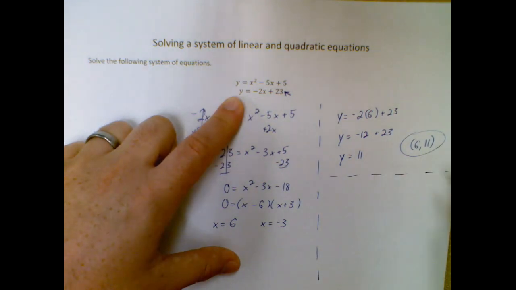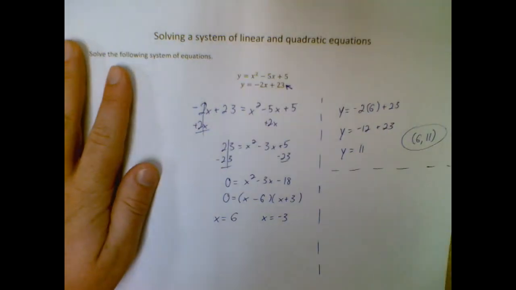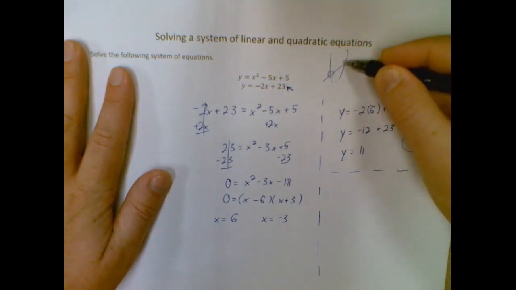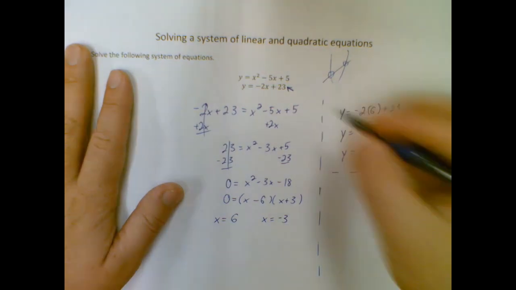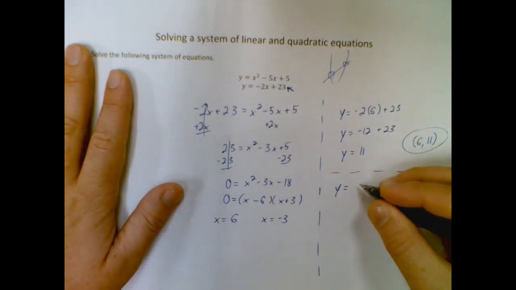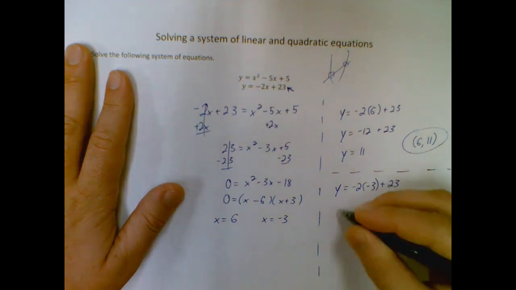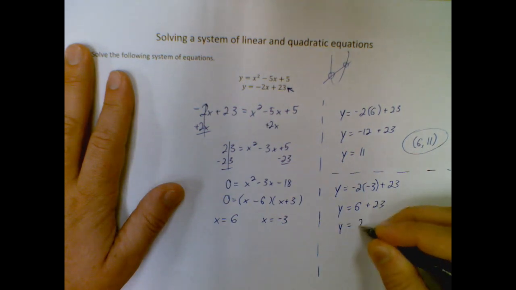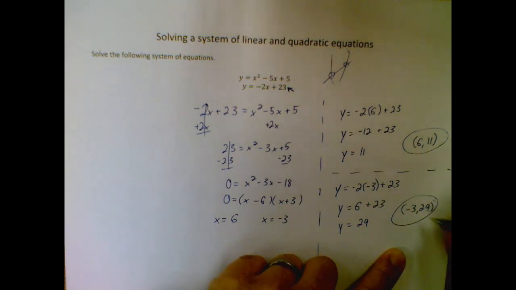And for my second one, because whenever we have a quadratic, remember we could have up to 2 if it curves around and hits our line twice. Remember, we could have 2 intersections there. So if I plug in negative 3, I have y equals negative 2 times negative 3 plus 23. y equals 6 plus 23, so y equals 29. So my second point is negative 3, 29. And those are my two solutions.